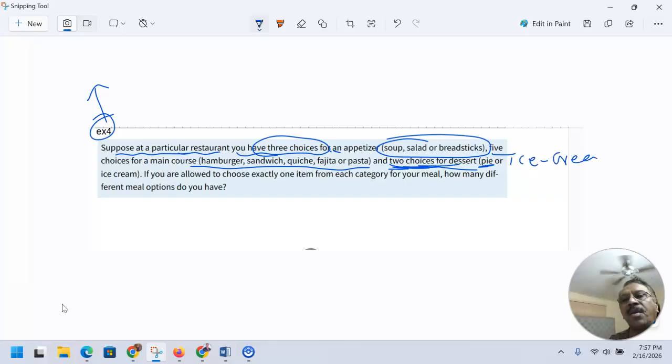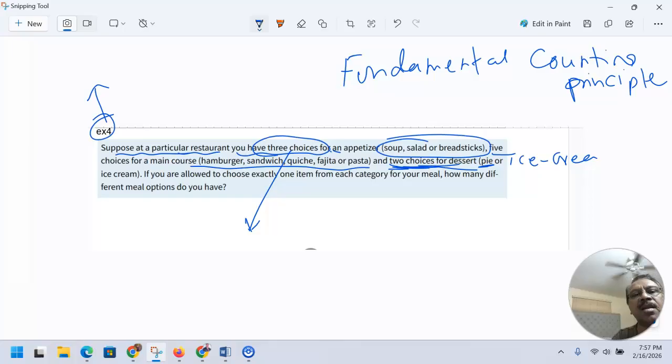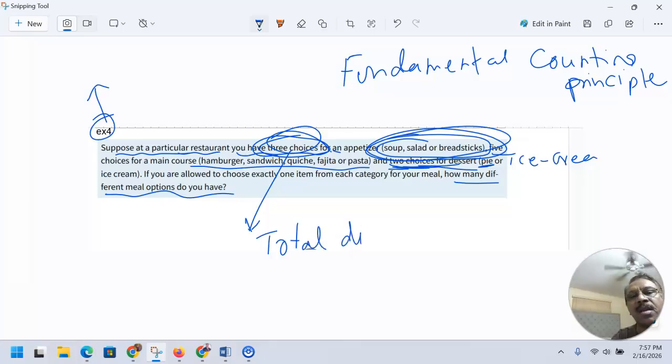So the question: can we use the fundamental counting principle? What does this mean? You just have to multiply. The first category, you have three choices to select: one, two, three. So the question is how many total different meals.